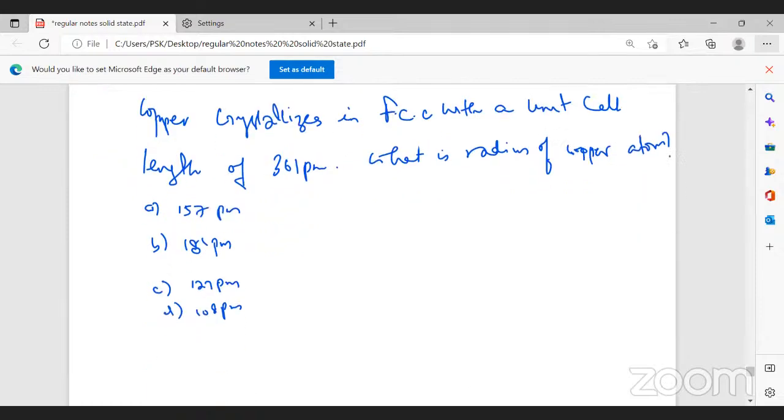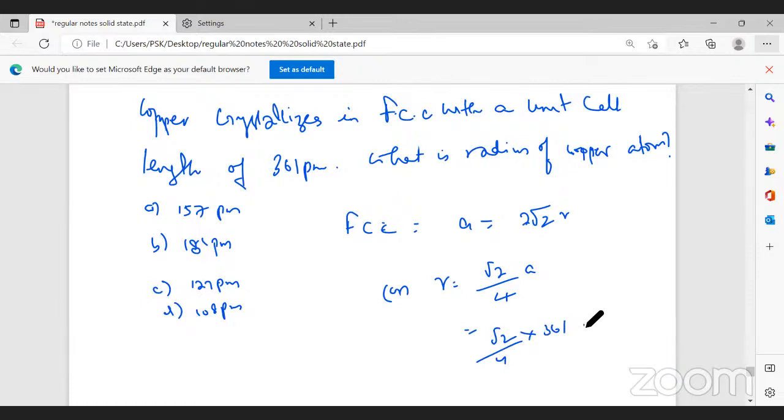It's an FCC. They're asking what's the radius? How are radius and edge length related for FCC? Remember the relation between the edge length and radius for FCC, SC, and BCC. For FCC, edge length is equal to 2 root 2 R, or we can write R is equal to root 2 A divided by 4. Both are the same. So that will be root 2 by 4 into 361, which equals 127 picometers. The answer for this question is 127 picometers, option C.